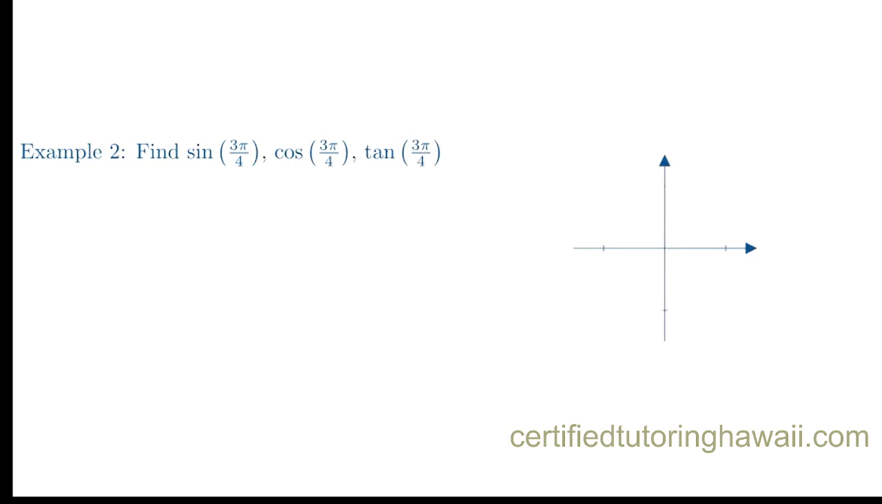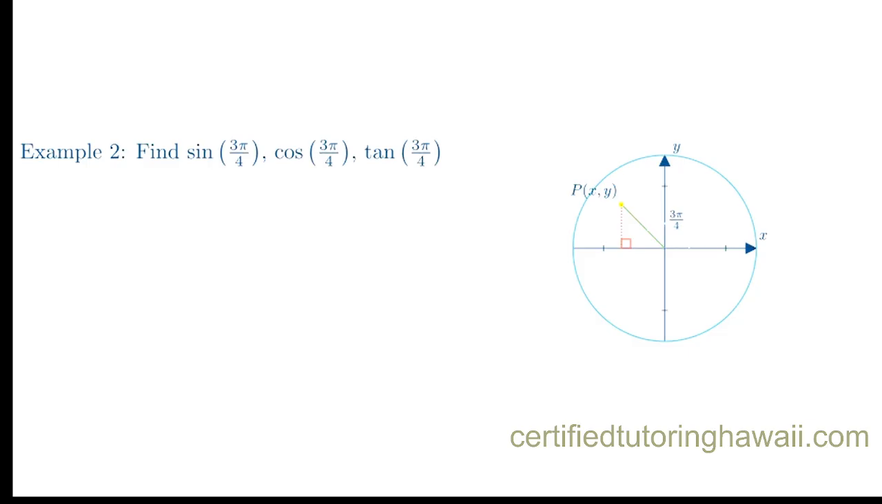Let's work through another example to solidify the concept of finding values on the unit circle. This time, let's find the sine, cosine, and tangent for 3 pi over 4 radians, which is the same as 135 degrees. First, we draw our angle on the unit circle. 3 pi over 4 is in the second quadrant, between pi over 2 and pi.